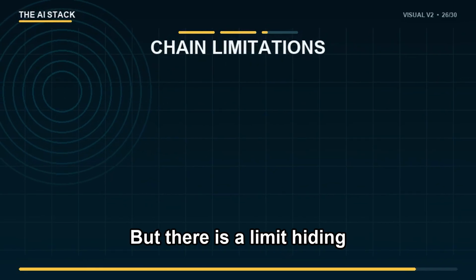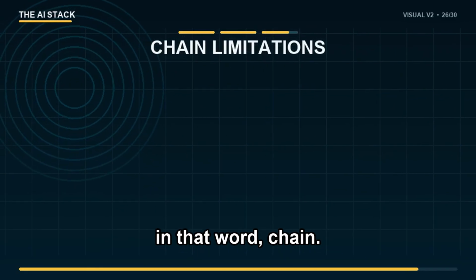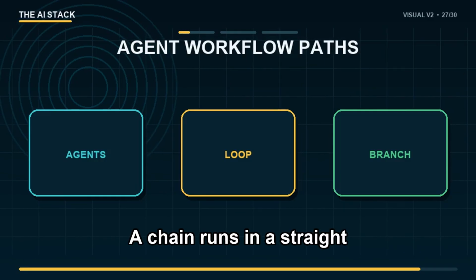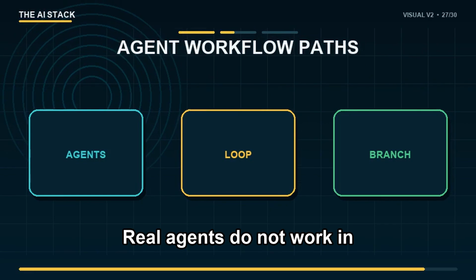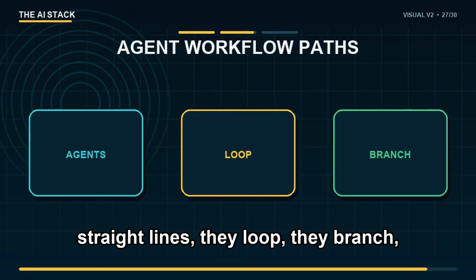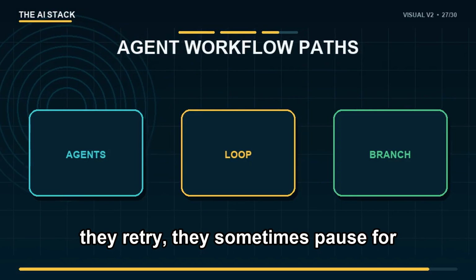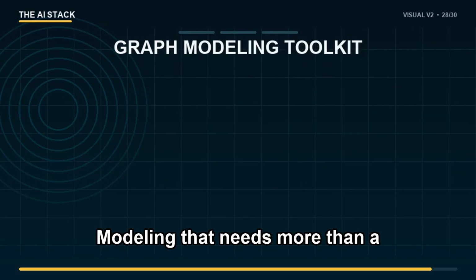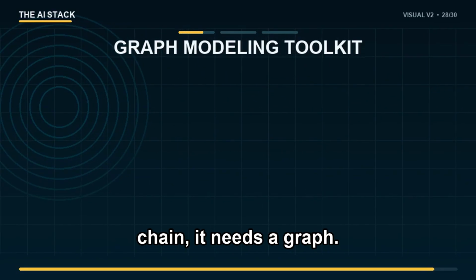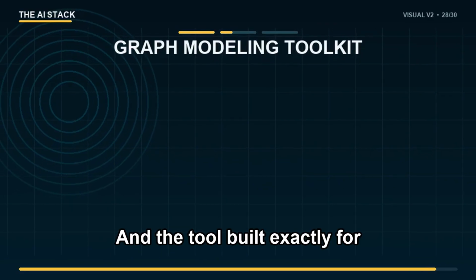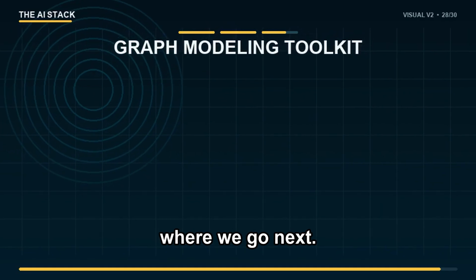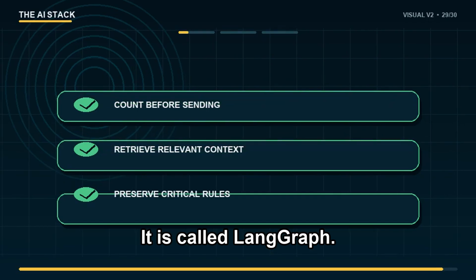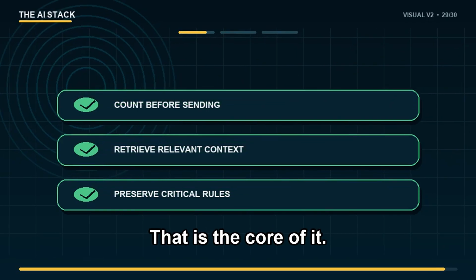But there is a limit hiding in that word, chain. A chain runs in a straight line, step, step, step, to the end. Real agents do not work in straight lines. They loop, they branch, they retry, they sometimes pause for a human. Modeling that needs more than a chain, it needs a graph. And the tool built exactly for that, from the same team, is where we go next. It is called LangGraph. That is the core of it.